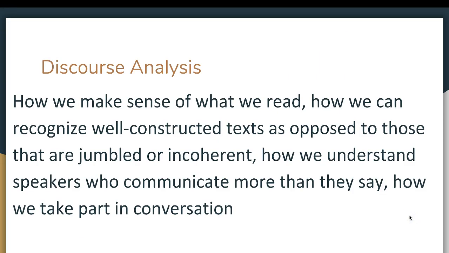And then the last chapter covers discourse analysis. And discourse analysis is a lot of different things. It's how we make sense of what we read. It's how we can recognize well-constructed texts as opposed to those that are incoherent or jumbled or not well arranged or constructed.